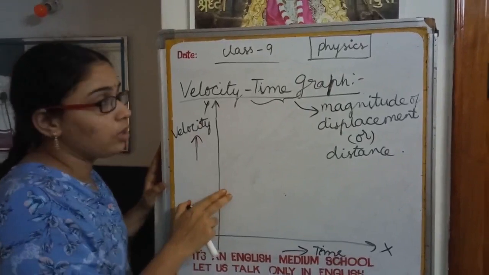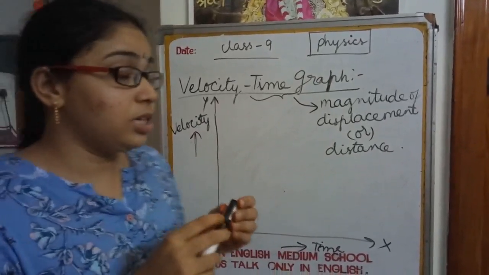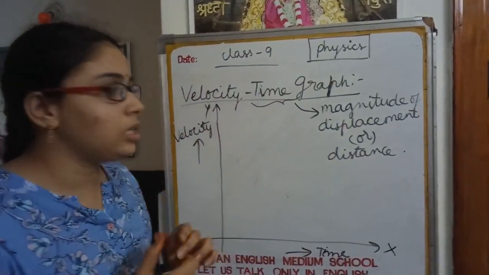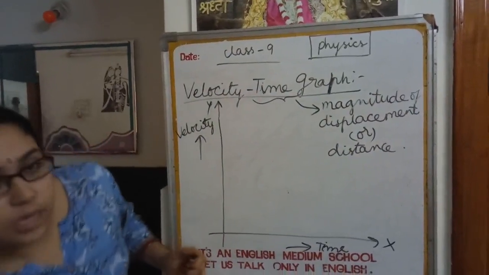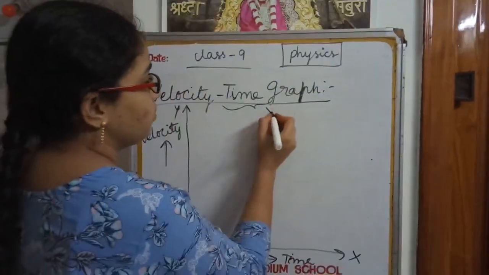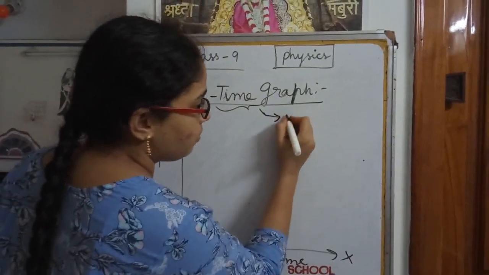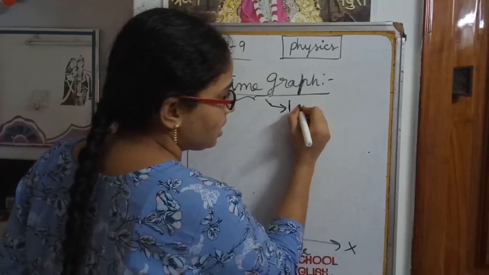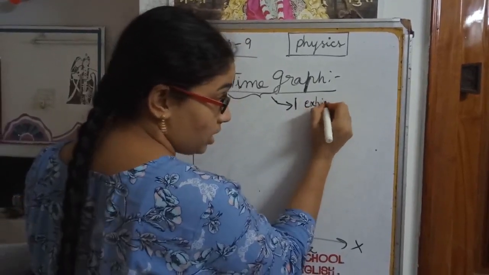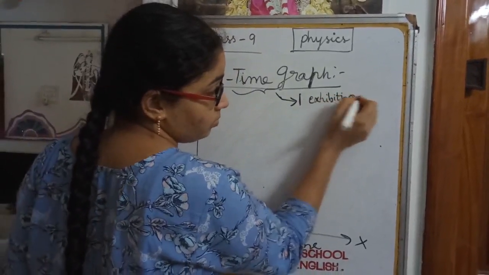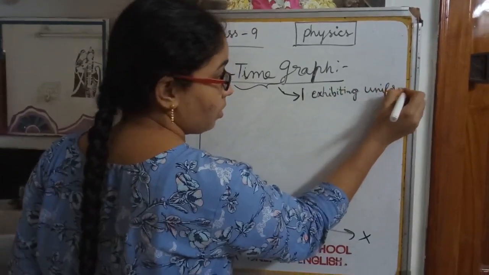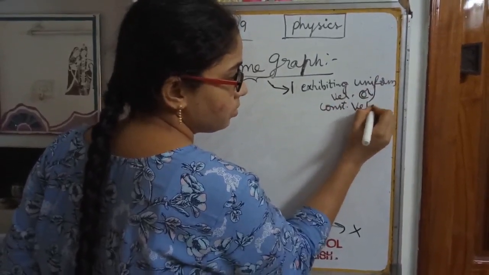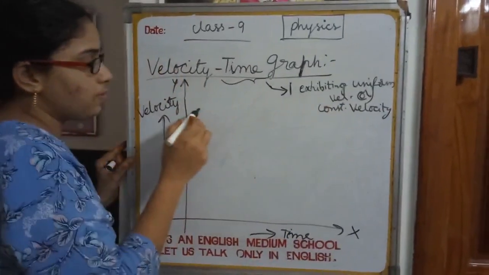Now we are going to discuss this velocity time graph. Just as the distance time graph consists of three cases, in the same way the velocity time graph also can be employed for the following conditions. What are those conditions? I am going to tell you now. The first case is when the object is exhibiting uniform velocity, or constant velocity.